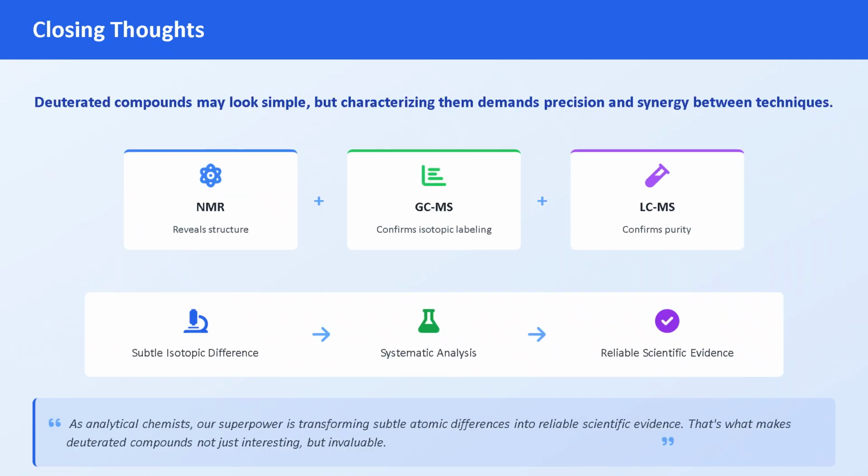Before you head to the lab, a few hard-won tips. Always use complementary techniques. Don't trust mass shifts alone to prove positional labeling. Watch out for hydrogen-deuterium exchange during workup or analysis, especially in protic solvents. Keep proper controls. Run the non-deuterated standard side by side. Record both 1H and 2H NMR when you can, and use chromatography to separate isotopologues prior to MS. In short, characterization is what converts a synthesized molecule into an analytically confident one.